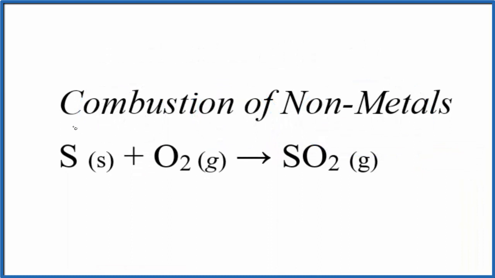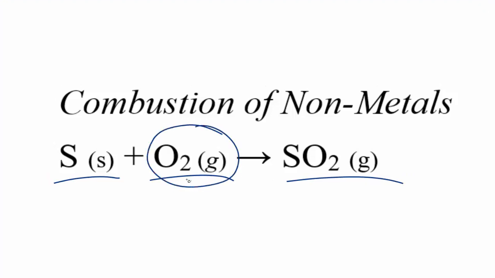Finally, we can talk about the combustion of nonmetals. So you can have a nonmetal like solid sulfur combined with oxygen gas to produce SO2 gas. This is a nonmetal oxide. So we have combustion here because there's oxygen involved. It's a redox reaction and it's exothermic. It's going to give off heat.